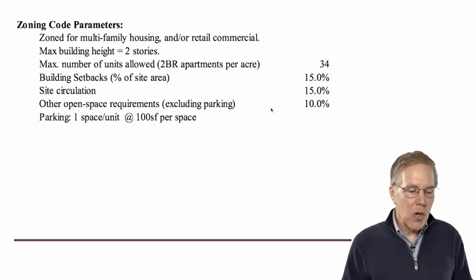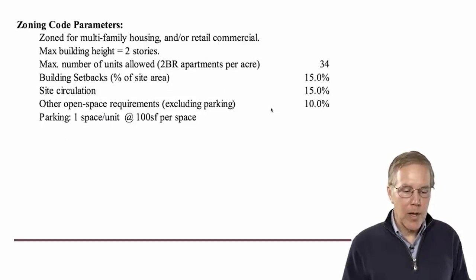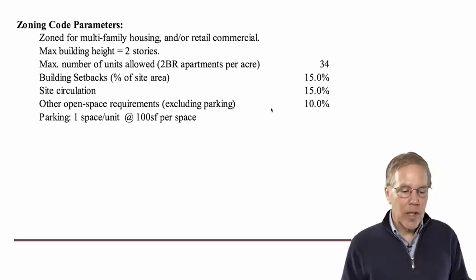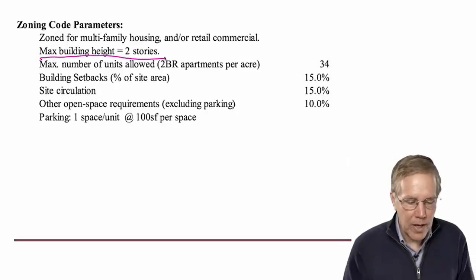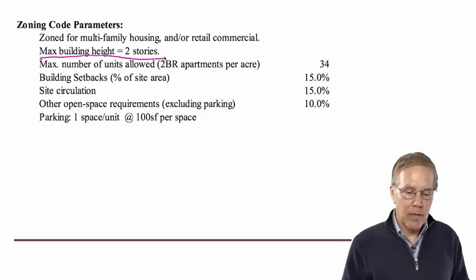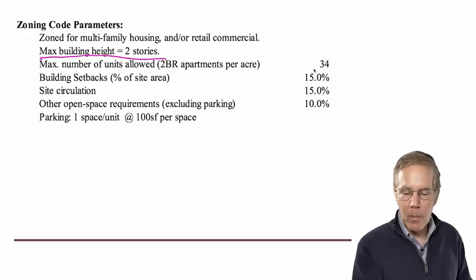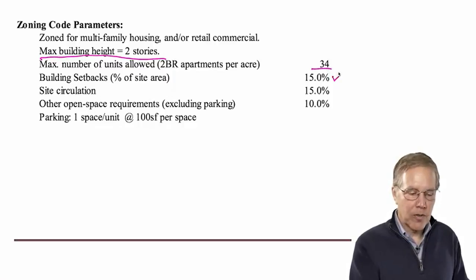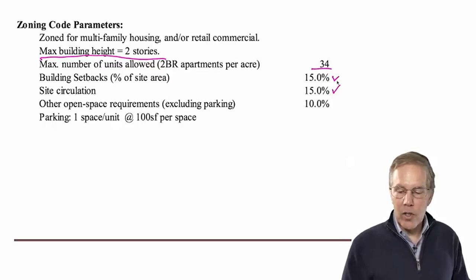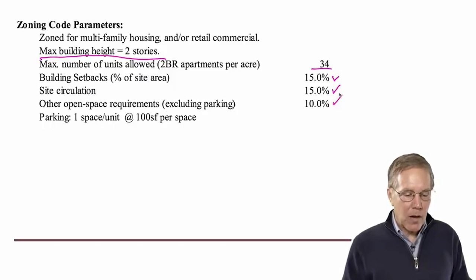We also have more on the local zoning that CAG needs to be familiar with. This area is zoned for multifamily housing and/or retail and commercial, so they don't need any kind of zoning exception to get in here. The maximum building height is 2 stories, which is where our 2 stories came from. The maximum number of units allowed for 2-bedroom apartments per acre is 34. Additionally, they need about 15% of the site area for setbacks, 15% for circulation outside the building, site circulation. There are various other local code open space requirements, not including parking, that take up about 10% of the acre.